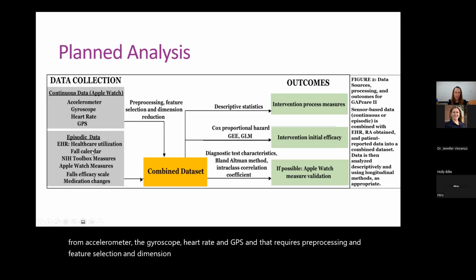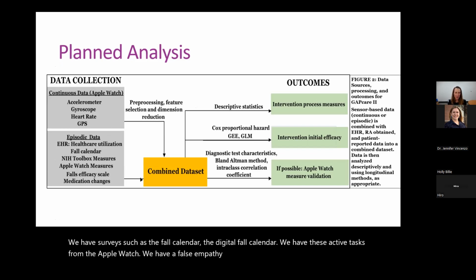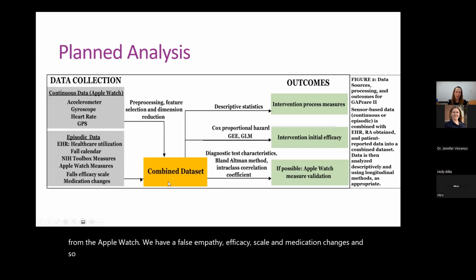We also have some episodic data. We collect data from the electronic health record. We have surveys such as the fall calendar, the digital fall calendar. We have these active tasks from the Apple Watch. We have a falls efficacy scale and medication changes. You need to think about how you're going to analyze this data based on the shape that it's in. That is something that you want to build into your studies.